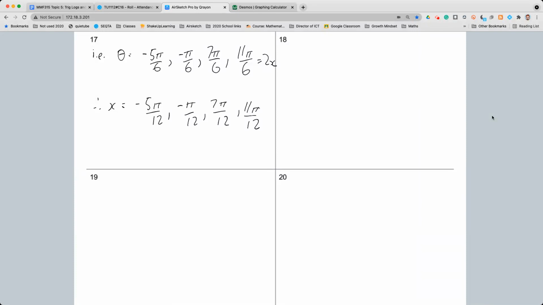You can see that this new one goes between negative pi and pi. It doesn't go outside our original domain. Okay. Any questions about that?